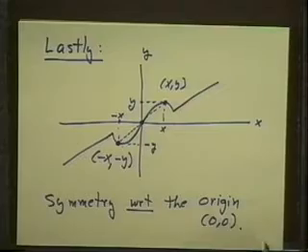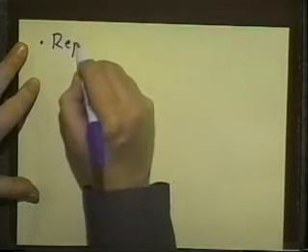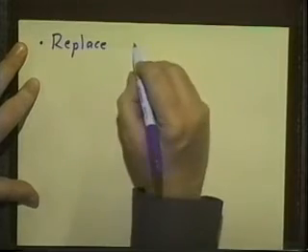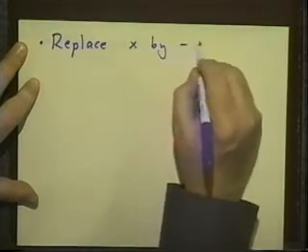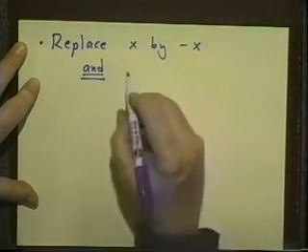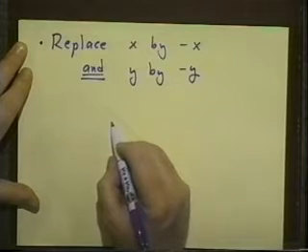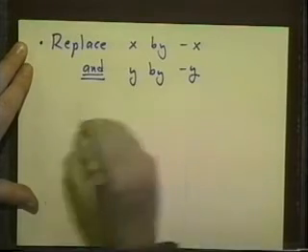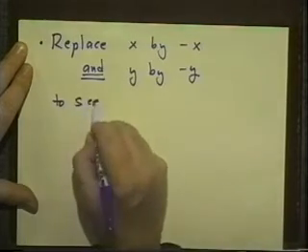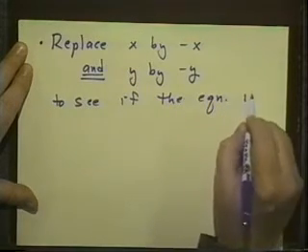So let me show you the procedure then for checking. You know where this is headed. So I will go ahead and just write it out. We want to replace x by minus x and simultaneously y by minus y to see if the equation is not altered.